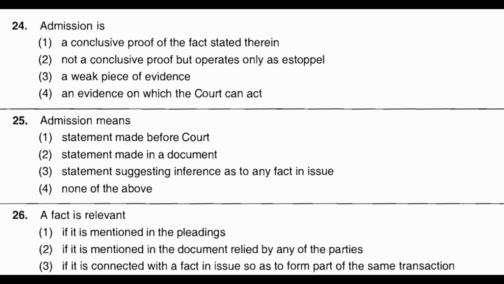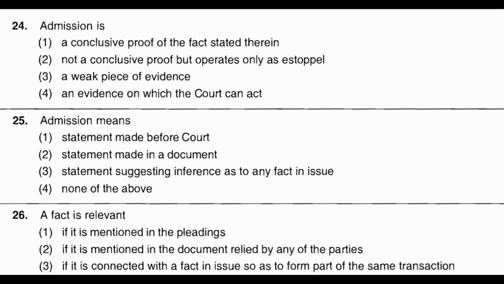Now question number 24. Admission is option number 1 a conclusive proof of the fact stated therein. Option number 2 not a conclusive proof but operates only as estoppel. Option number 3 a weak piece of evidence, and option number 4 an evidence on which the court can act. And the correct answer is option number 2, that is not a conclusive proof but operates only as estoppel.